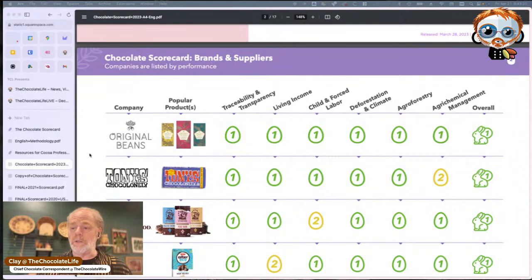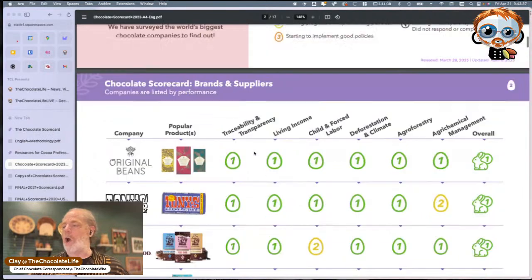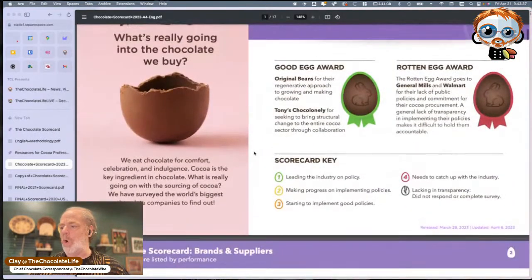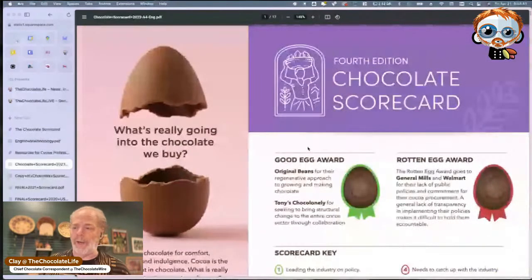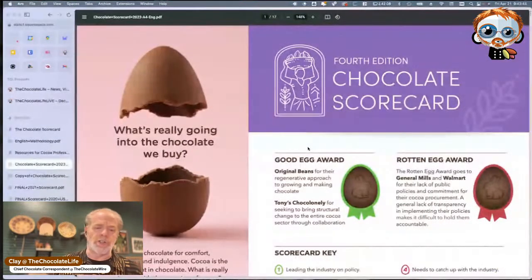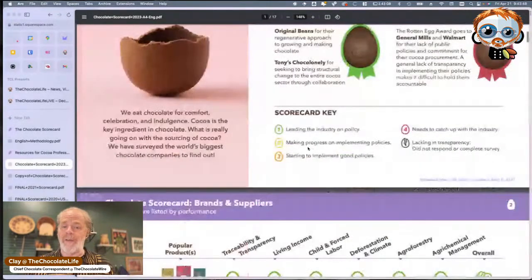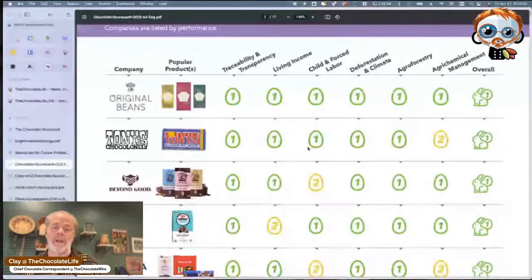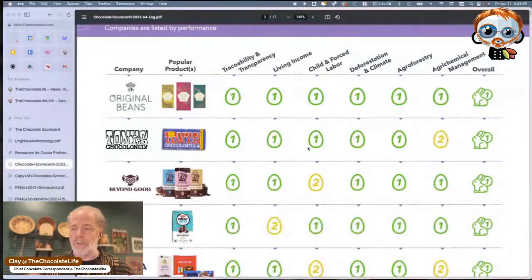So Tony's manufacturing partner is Barry Callebaut, right? And even though this scorecard is about Tony's getting a Good Egg Award for seeking to bring structural change to the entire cocoa sector through collaboration, I don't actually know how effective they've been, if they've actually been able to influence at all any of Barry Callebaut's sourcing policies. And the fact that Barry Callebaut is involved as a manufacturing partner for Tony's is not disclosed here, for me, is a real red flag, right? That I would really like to know.